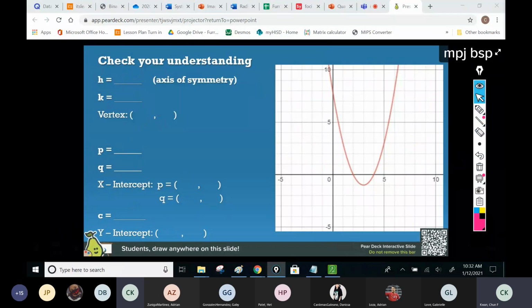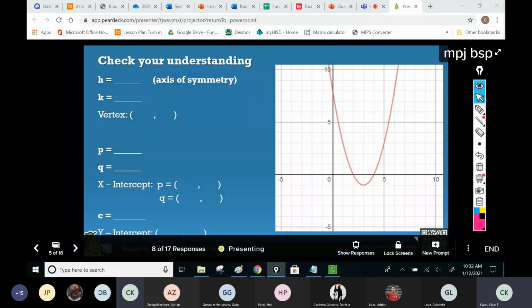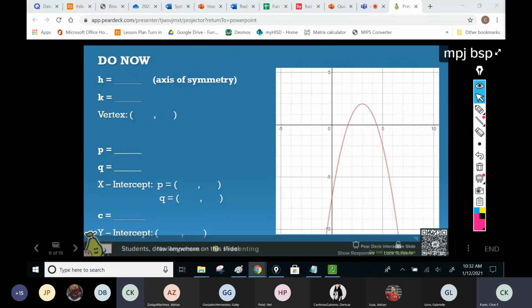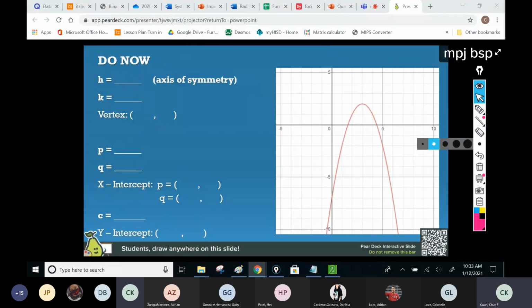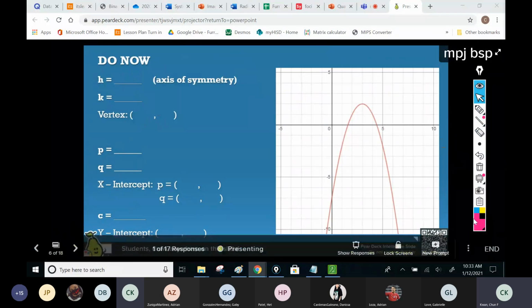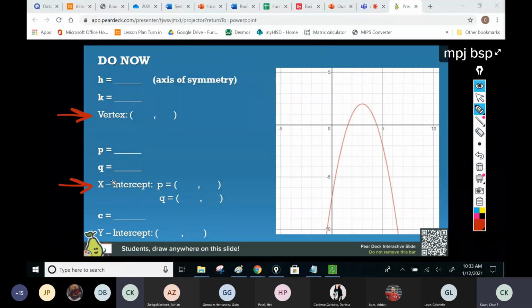All right, so let's do one more. I want you guys to practice a little bit. Make sure you guys understand how to read the graph, right? So let's do another one. For this particular graph, do the same thing: find the vertex, x-intercept, y-intercept, and then find all the ordered pairs.